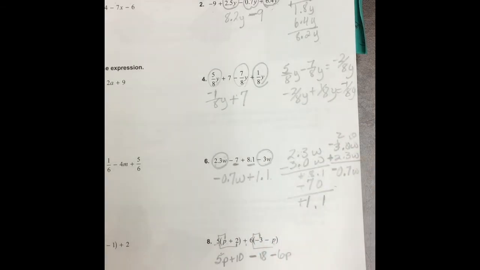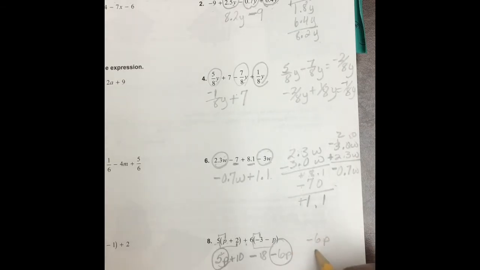All right, like terms are P's. Okay, so we have a -6P and a positive 5P. The difference was a -1P, so we can just say -1P or just -P. Either one is correct. Then here we have a positive 10 and a -18. The difference between the two is 8. More negative than positive, minus 8. Either way is correct, okay?